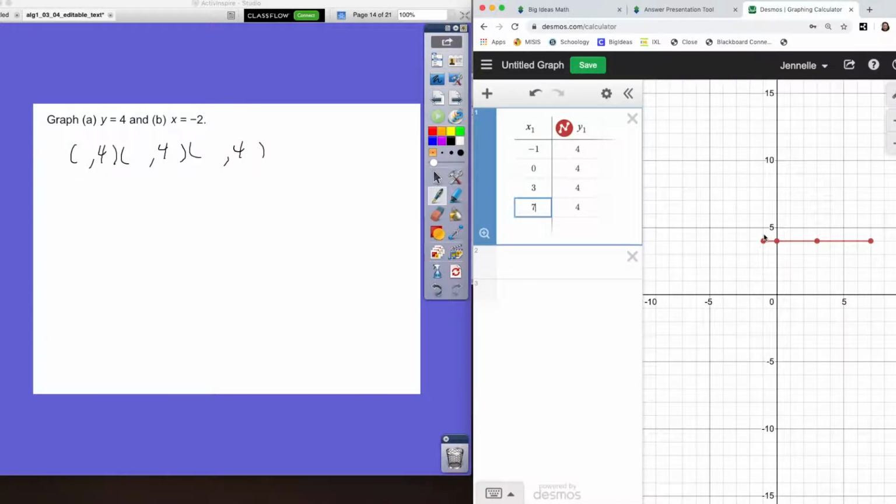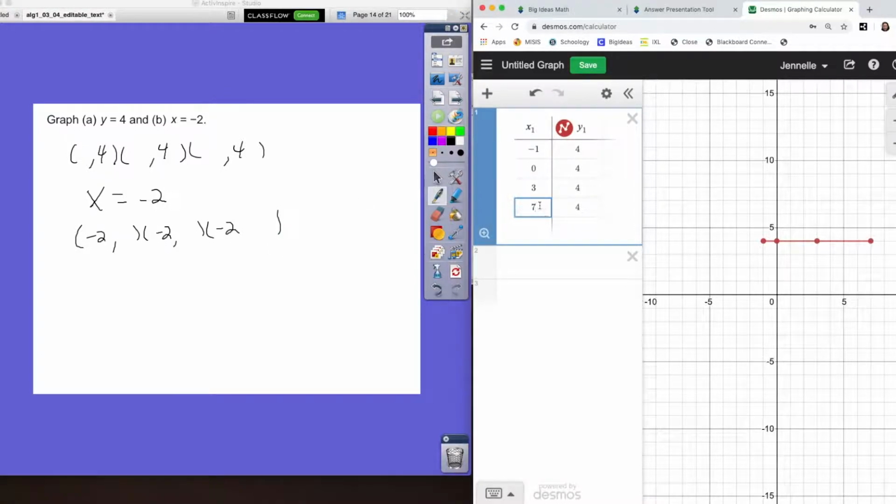Okay. Now the difference is it needs to have arrows here on the end. This is just a line segment, but make sure you put arrows at the end. Okay, so let's do B. We're going to graph x equals -2. And again, that means for every single value of x, it's going to be -2, -2, and -2. And y's can be anything.